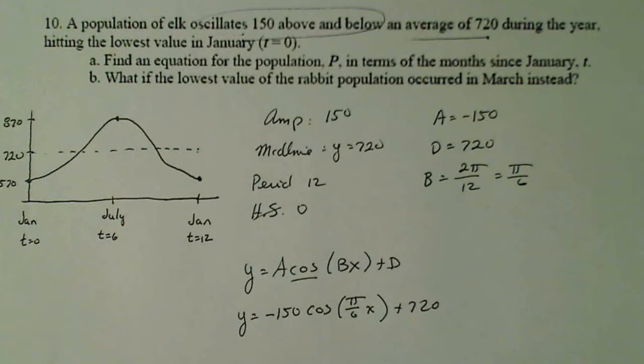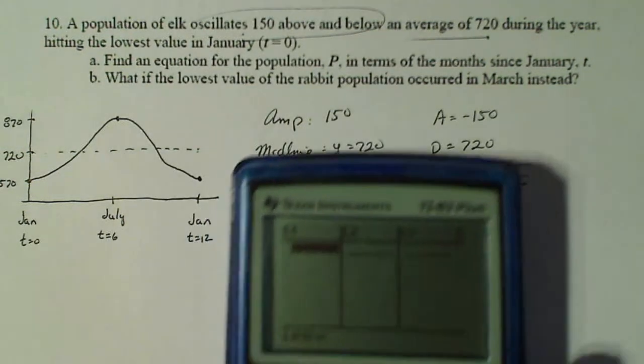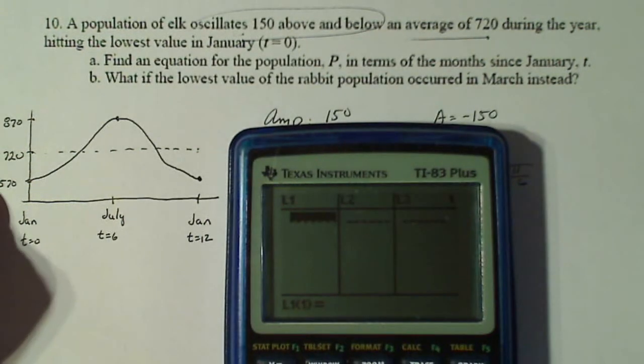Now, if I put that data in my stat menu, now I know you guys don't like to do this, but it's not that hard once you get used to it. I go to my little stat menu, and I'm just going to put these points in there. So when x is 0, y is 570. When x is 6, y is 870. And when x is 12, y is back down to 570.